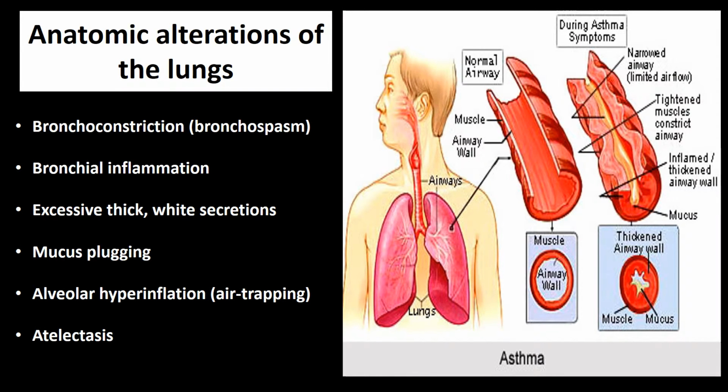Anatomic alterations of the lungs: bronchoconstriction or bronchospasm, bronchial inflammation, the excessive thick white secretions from the allergy response, mucus plugging, alveolar hyperinflation, also known as air trapping, and atelectasis due to the airway obstruction.